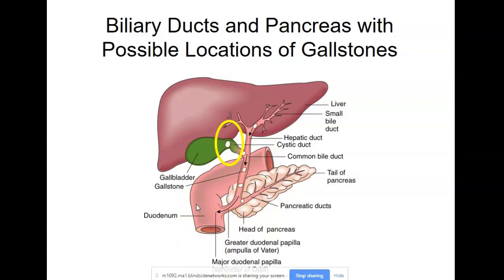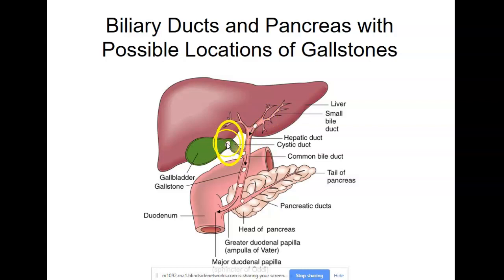So here's where the problems come in. You can get a gallbladder full of stones, which would prevent storage of bile. You could get blockage of the cystic duct with a stone. You could get blockage of the common bile duct with a stone, or you could get blockage of the pancreatic duct with a stone. Each of them has its own complication. You could even potentially have stones go back up into the liver, but that's less common.